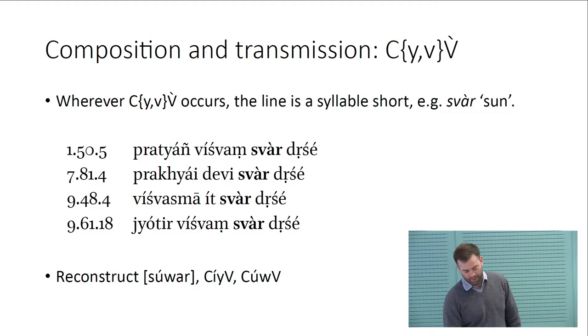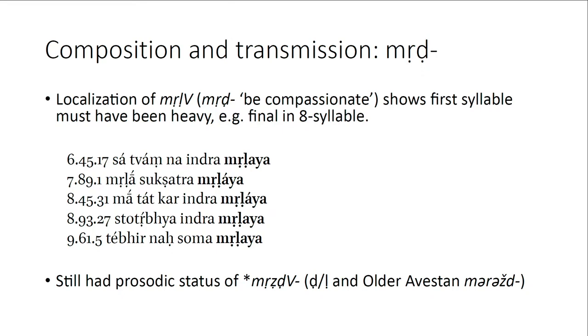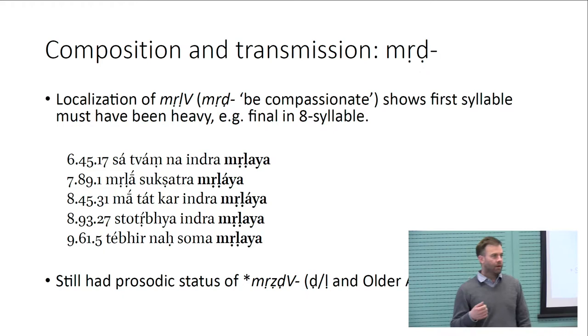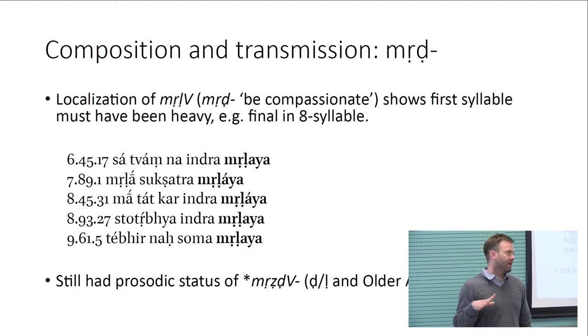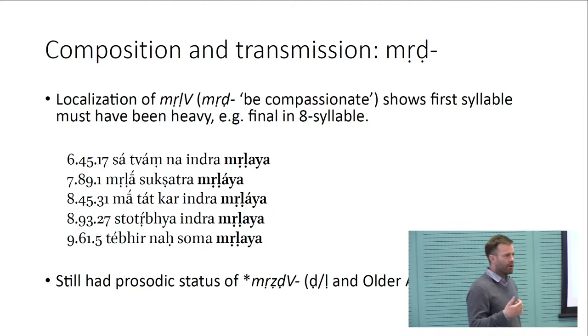So that was an example where we know and have known for a long time that we need to reconstruct an extra syllable. And now comes an example where we need to reconstruct something that just involves syllable weight, not count. And so this is another classic textbook example. So there's a root mrd, which means something like be compassionate, take pity.